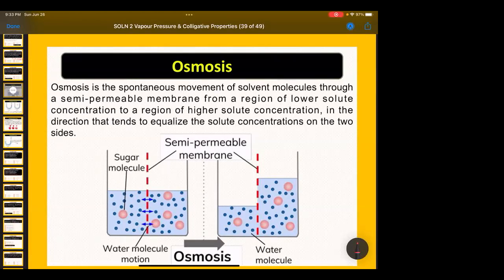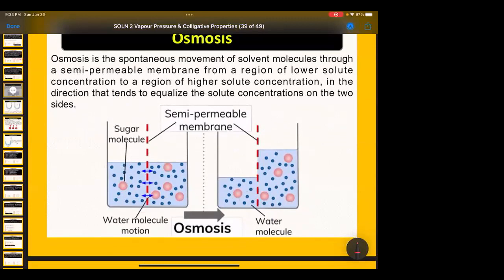Here, this is the sugar molecule, and these red colored molecules are the sugar molecules, and this is the water. The blue is the liquid. So the water moves from dilute to concentrated. Is it clear? So movement of solvent molecules from low solute concentration to higher solute concentration.